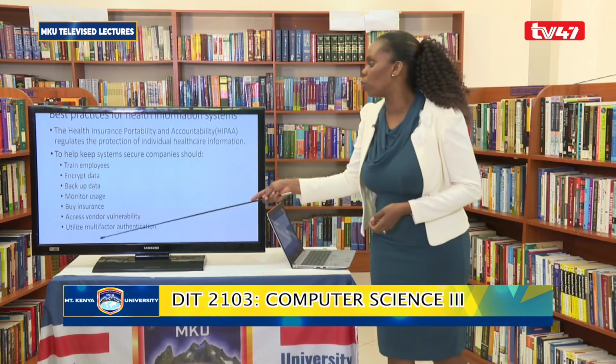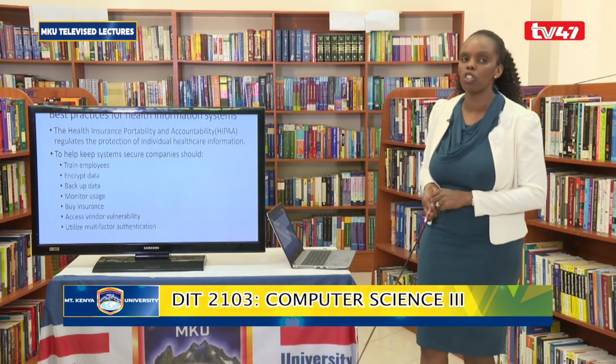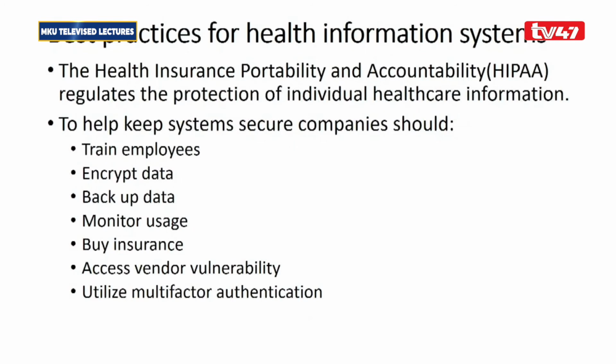Then we have utilize multi-factor authentication. Authentication here is that process of confirming that the access we are trying to gain into the system is actually authorized kind of access. Have different levels of authentication, maybe secondary authentication, whereby it's not just about a username and a password. Maybe you can have a secondary level of authenticating that this is a legit access request, or this is a legit person trying to access the system.